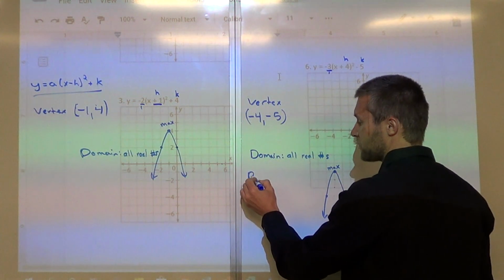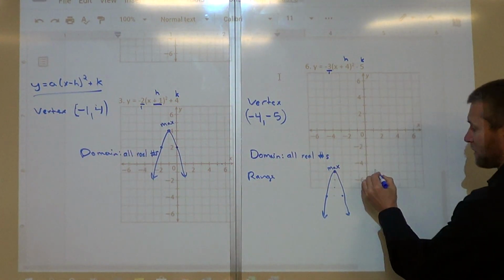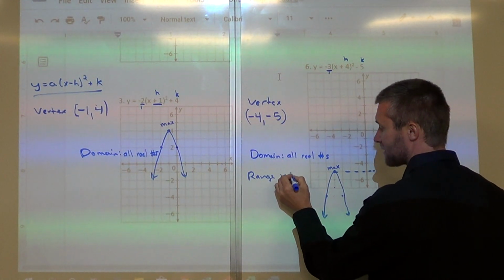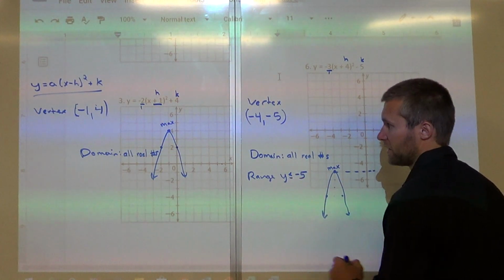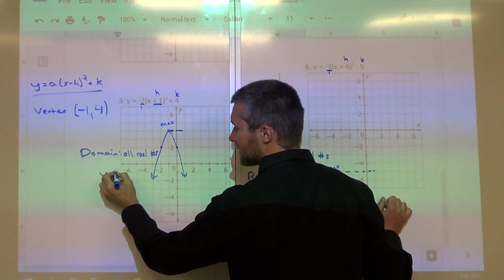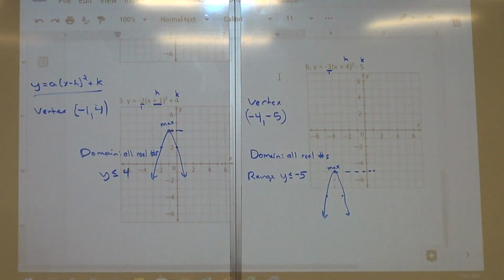Now, my range is what changes. In this case, it starts right here on my y-axis, so it starts at negative 5. So y is less than or equal to negative 5. Here on my y-axis, it starts at 4, so you'd say y is less than or equal to 4. Let me show you one in which the graph gets a minimum value.